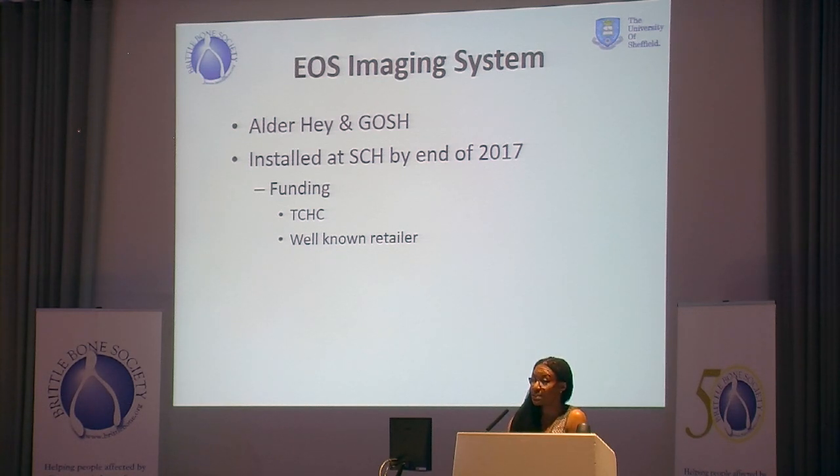So really, by this time next year, you or your children may be having imaging with the EOS system at Sheffield. It will be accessible to both children and adults.